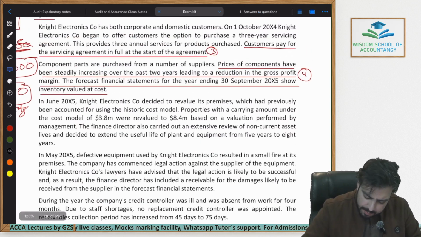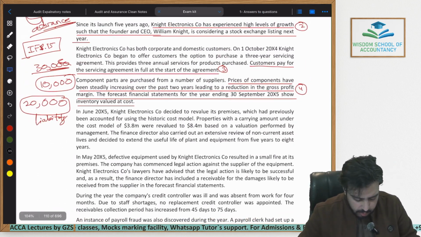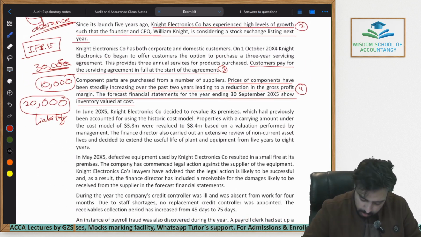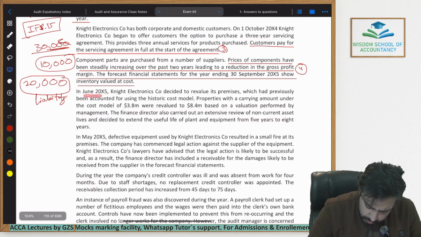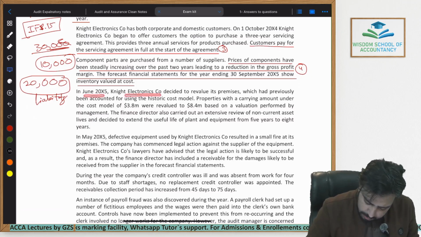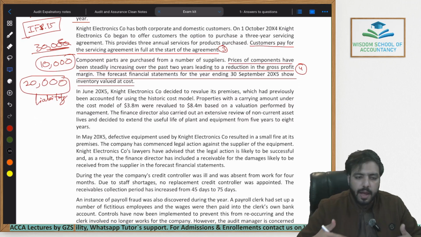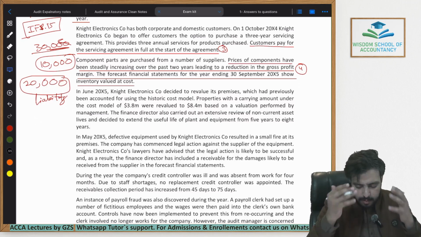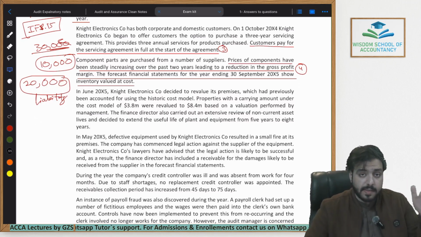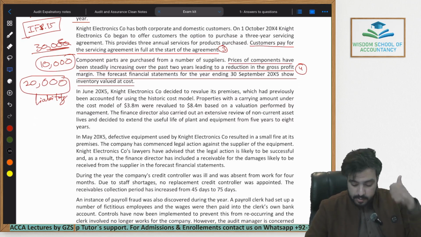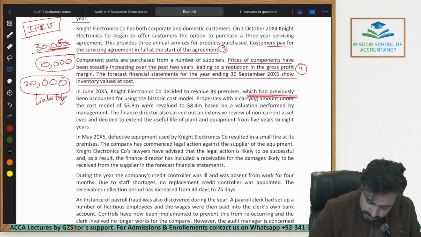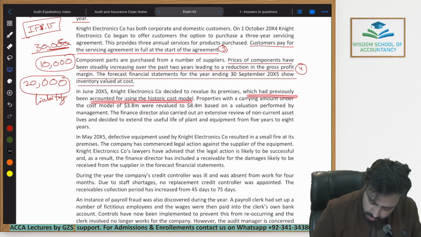How many risks have we identified? We have already identified 4 risks. So now we only need to identify 4 more. Let's read it. In June 2015, Knight Electronics Corporation decided to revalue its premises. So during the year, they have done a revaluation. Automatically, I will know that the revaluation amount they may have used may not be correct. I know the default risk in my mind, and this is the same risk that we created in the previous question as well, which had previously been accounted for using the historic cost model.